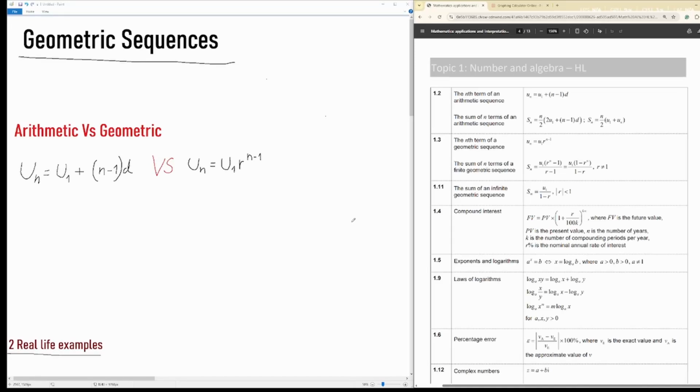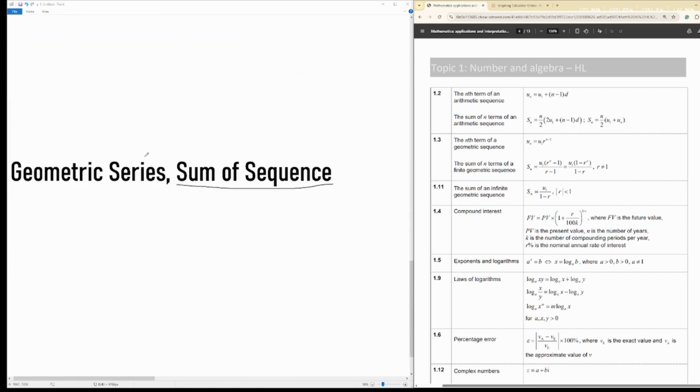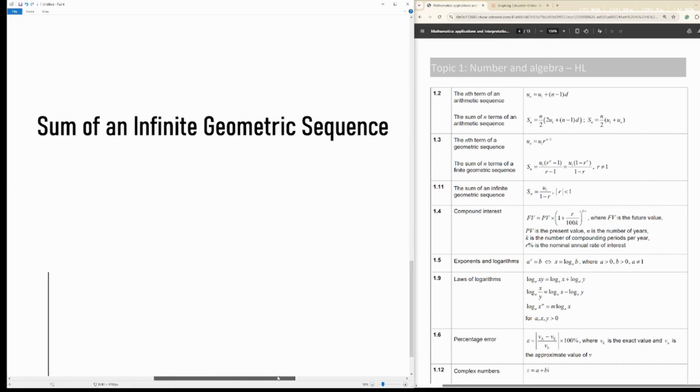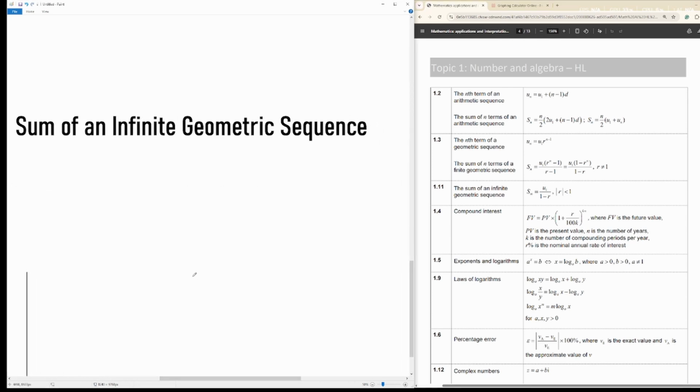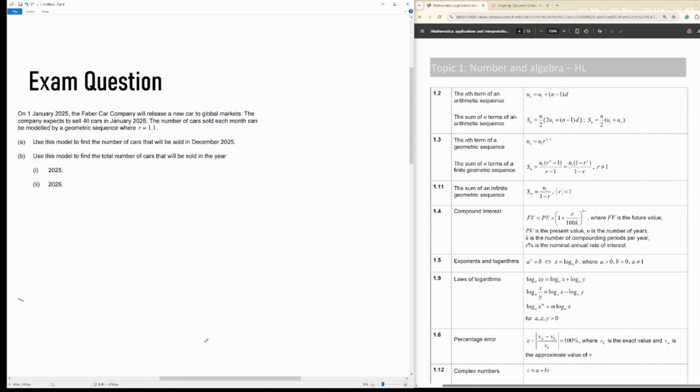In this lesson, we are going to talk about geometric sequences, how they are different from arithmetic ones, and two real-life examples to put it into perspective. Then we're going to talk about geometric series, also known as the sum of a geometric sequence. Then we're going to briefly cover the sum of an infinite geometric sequence, and then to top it all off, we have an excellent question to make sure you understand the topic.